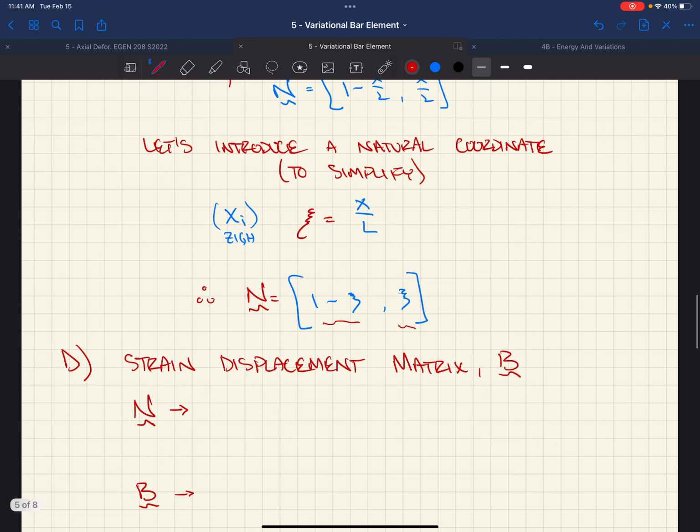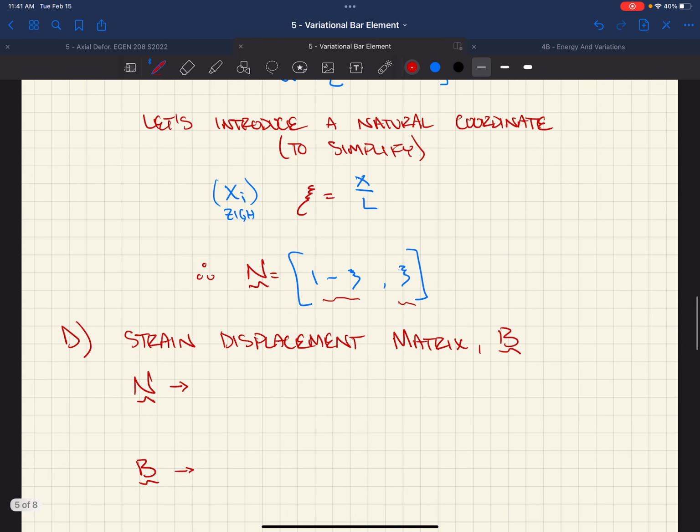So where do we go on from here? Well, like I said, we need to get a function of our strain as a function of our nodal values. Well, our shape functions give us a relationship with respect to our displacement at any given point, based on our nodal values.